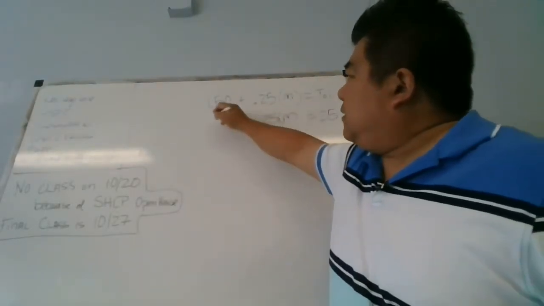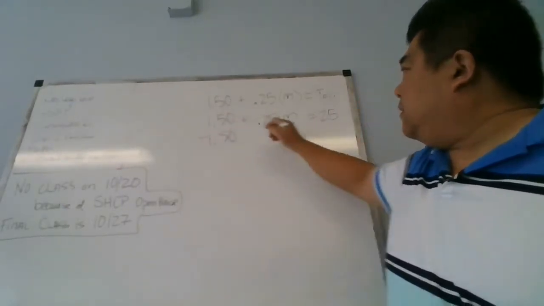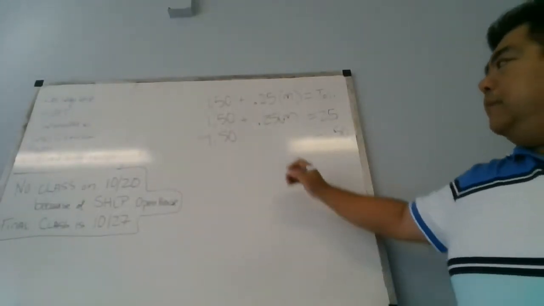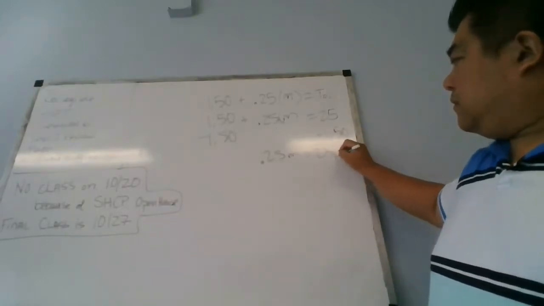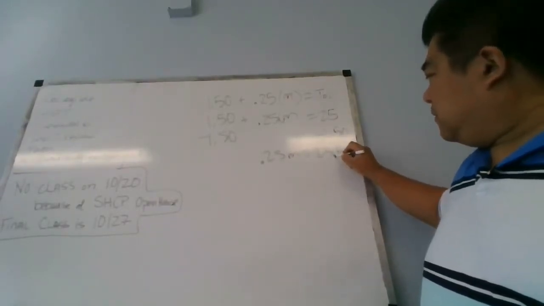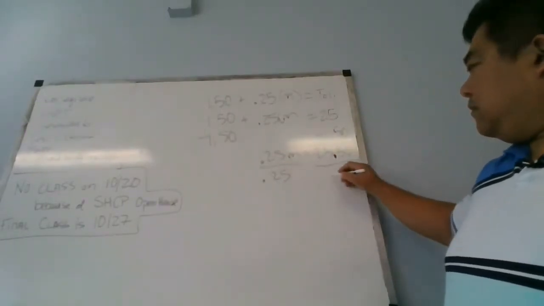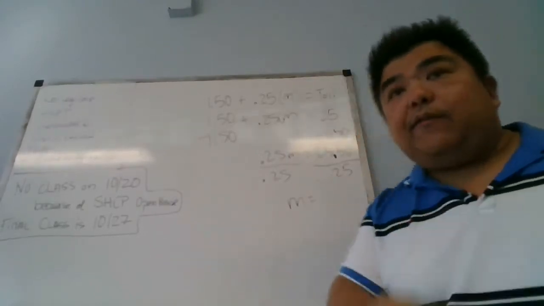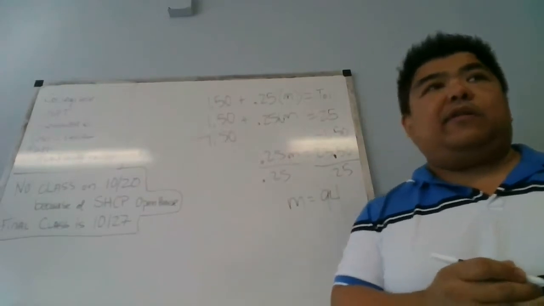I subtracted 150 on both sides. Okay, so then continue. I got 23.50. And then I divided both of them by 0.25. And it's got 94. 94 is correct. That's the number of miles that this person drove.